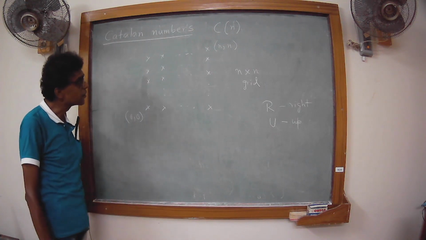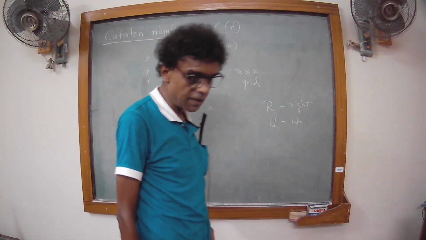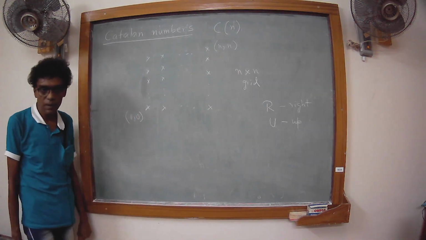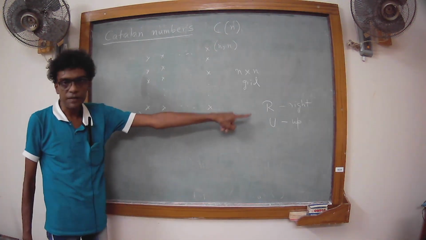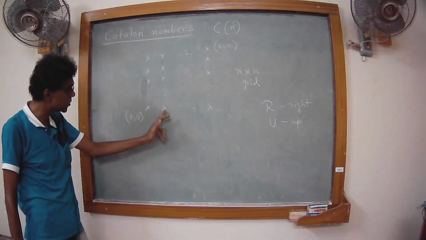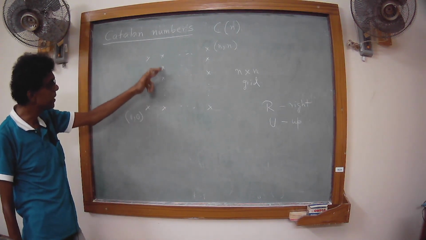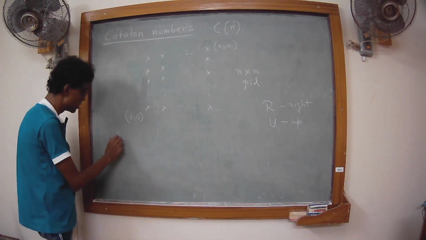So the first question, which has nothing to do with Catalan numbers, but is very relevant and related: how many different paths are possible from 0, 0 to n, n, if only these movements are allowed? Right means just go to the next point to the right. Up means go to the next point in the grid in the upward direction. So, how many paths are possible?